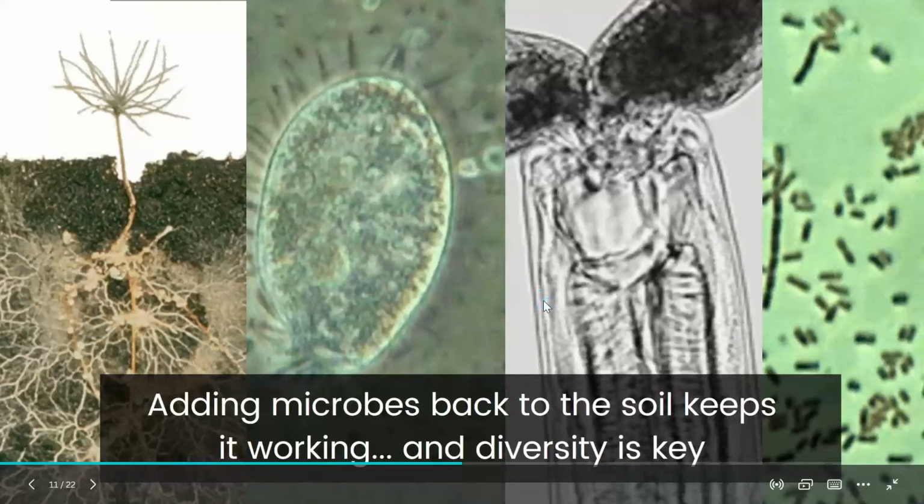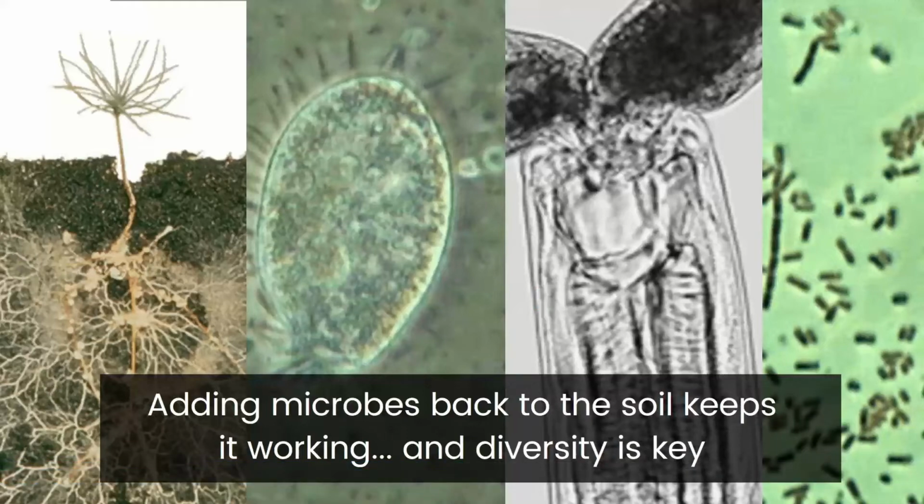So as we were discussing, we're adding microbes back to the soil to keep it working, and we want to focus on that diversity. So, the name Bio 800, bio is obvious, the biological life. 800 stands for over 800 different species of soil microbes. And I can tell you that we are very conservative with the 800 number.